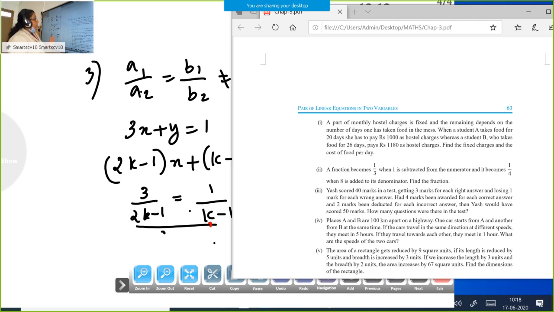Then student B who takes food for 26 days: the fixed charge is already fixed, that is X plus 26Y is equal to 1180. Find the fixed charge and the cost of food per day. Okay.